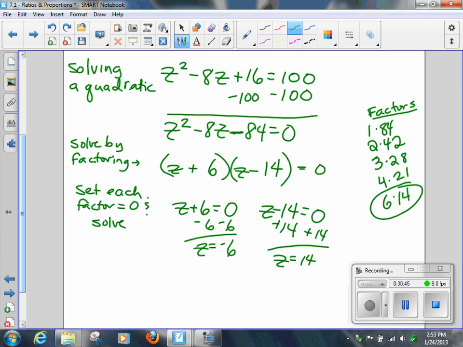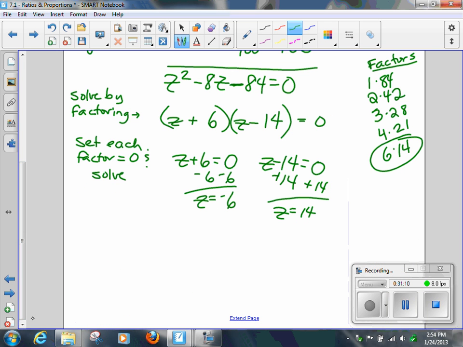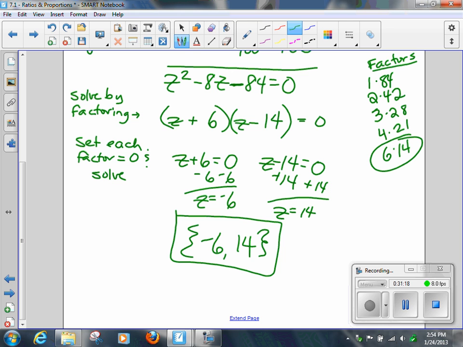How many solutions are there for this problem? There are 2. How would I even begin to know that? Look at your original problem. There are 2 solutions because of that z squared. That z squared means there are going to be 2 solutions. How are you going to put your answers? You're going to put them in these fancy brackets, folks. Negative 6 and 14. I don't care if they're in order, as long as they're in those fancy brackets.